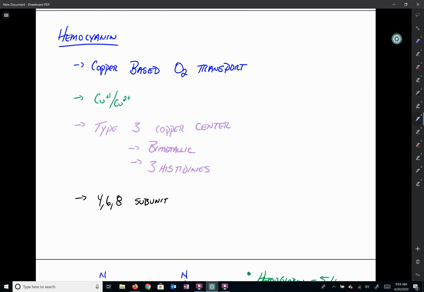Now, hemocyanin is a type 3 copper center. We talked about that, so take a look at the notes that you have, or the paper that I posted for you that goes over this too. But remember, a type 3 copper center means it's bimetallic. There are two coppers in there, and those two copper ions are surrounded by 3 histidines. Now, let me talk about this for just a second. When they define these copper centers, they're defined by the ligands around them. So if they fulfill a certain requirement of coordination sites, then they're going to be labeled as type 1, type 2, or type 3 copper centers.